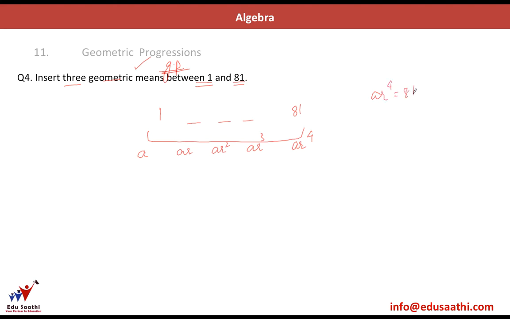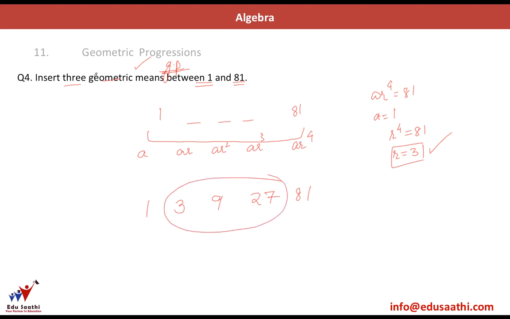The value of a here is 1, so r raised to power 4 comes out to be 81. Now, if you remember, 3 raised to power 4 is equal to 81. So the value of r that you get from here is 3. So the first term will be 1, the second term will be 3, the third term will be again into 3, which is 9, the fourth term will be 27 and the fifth term will be 81. So 3, 9 and 27 are the 3 geometric means between 1 and 81.